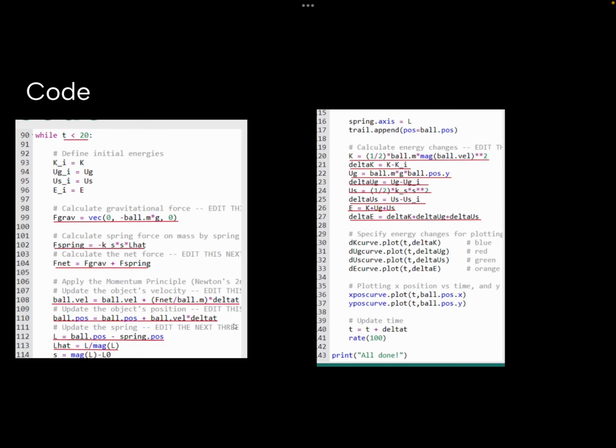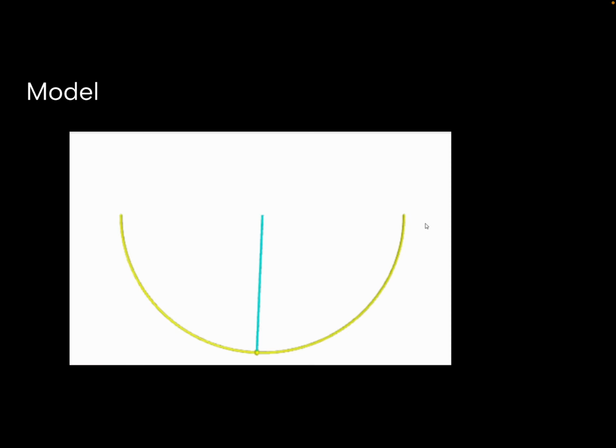Here we go even further: calculate the gravitational force, calculate the spring force, the net force, and then apply the momentum principle. On the right we calculate the energy changes and specify energy changes for the plot. So this is what our model looks like. This is the rope at the bottom.